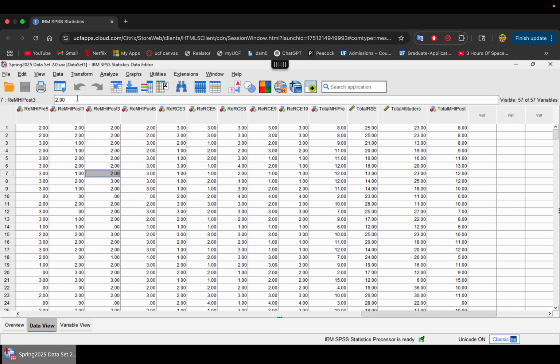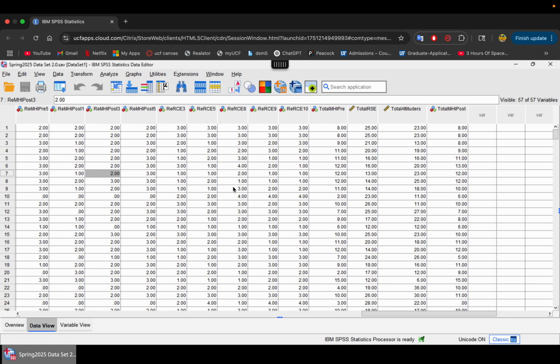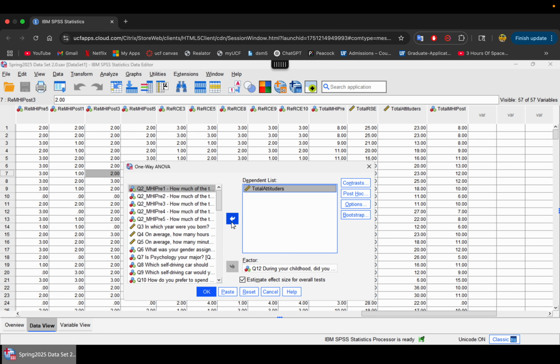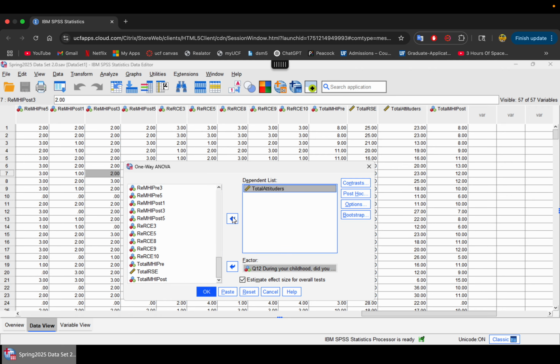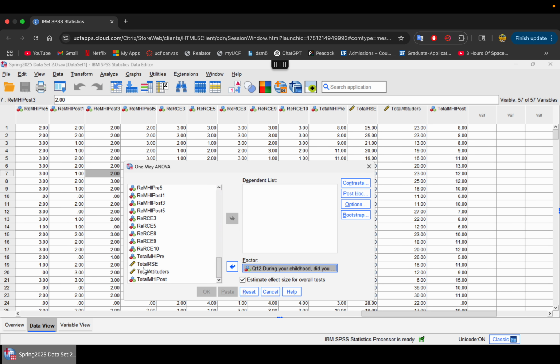So let's start with what we're actually going to do. Let's get into it. So we're going to go analyze, compare means and proportions, one-way ANOVA, and then on this screen we're going to do Q12 as the factor because it is nominal data. So basically what that means is each number is assigned to a specific variable. So basically yes, no, and maybe are the 3 variables in this factor. The dependent list is the actual measurable data and the ones that have an absolute 0 to it.